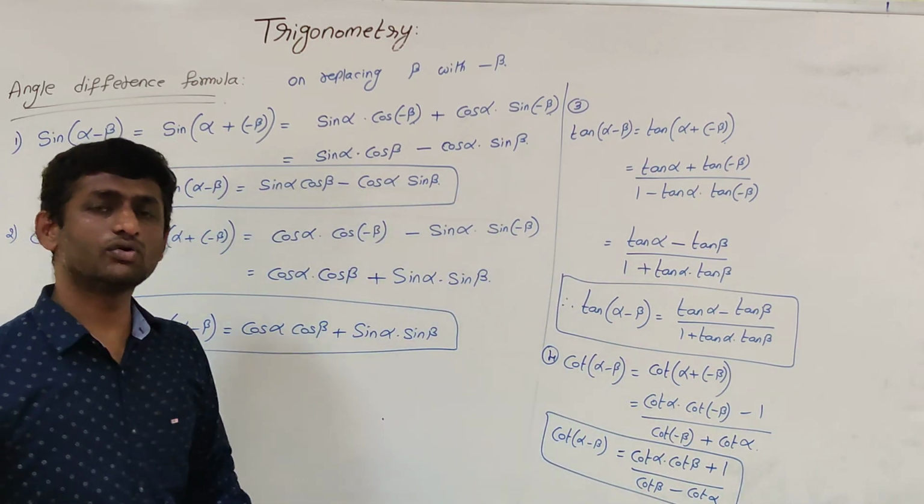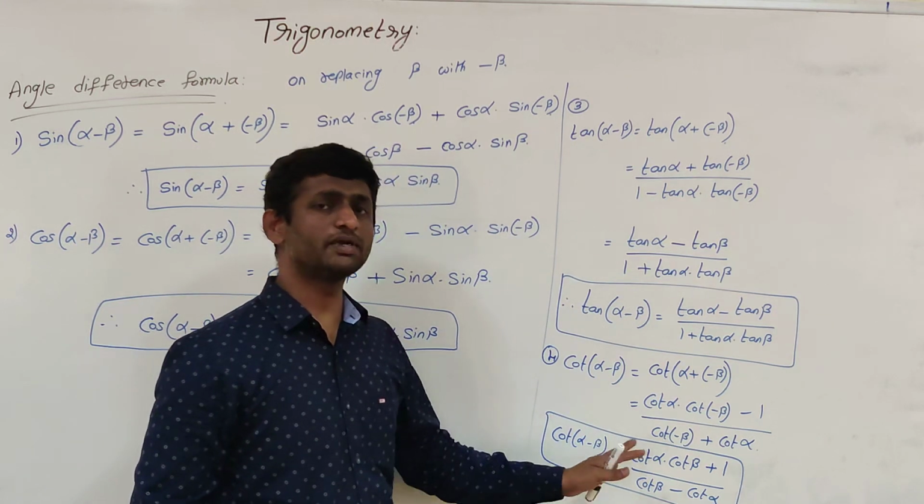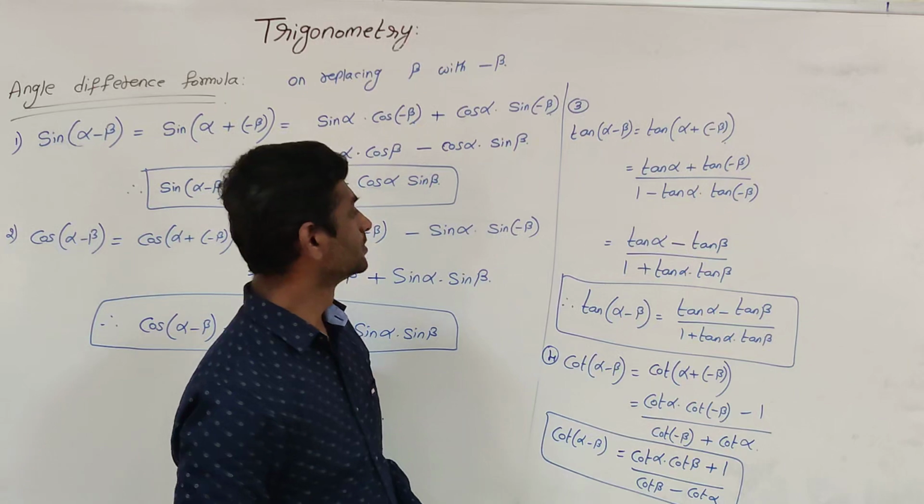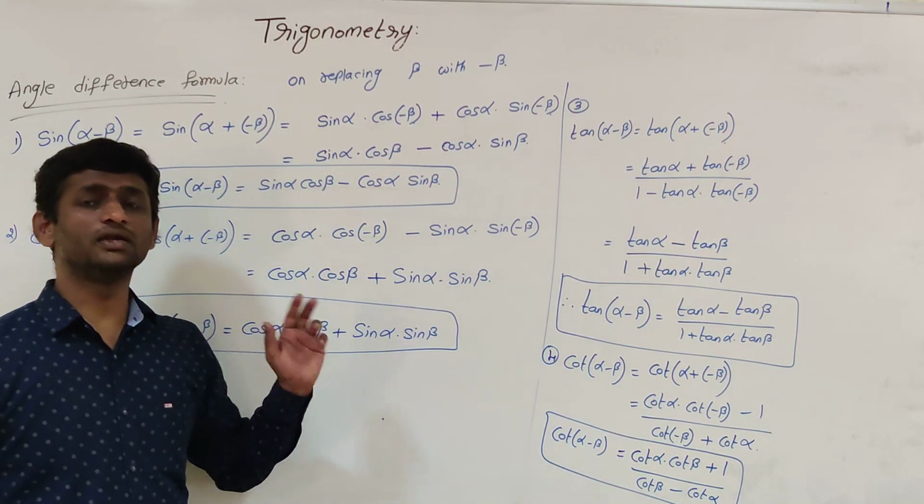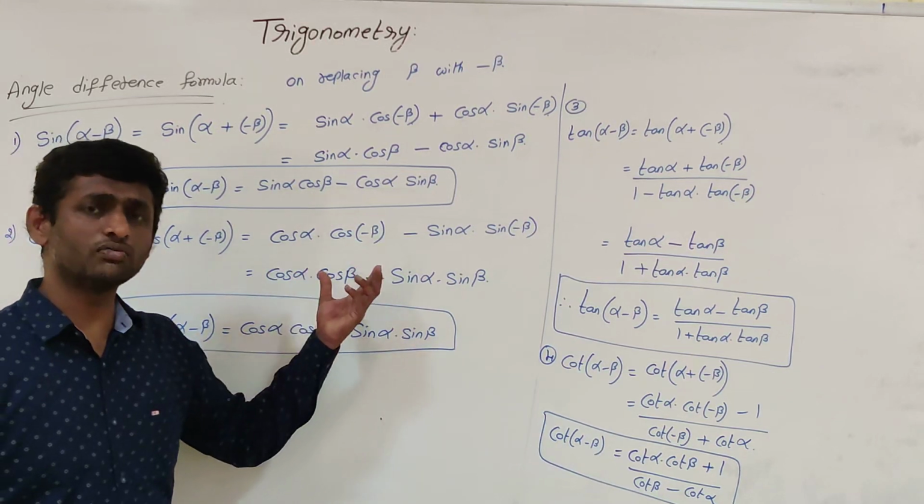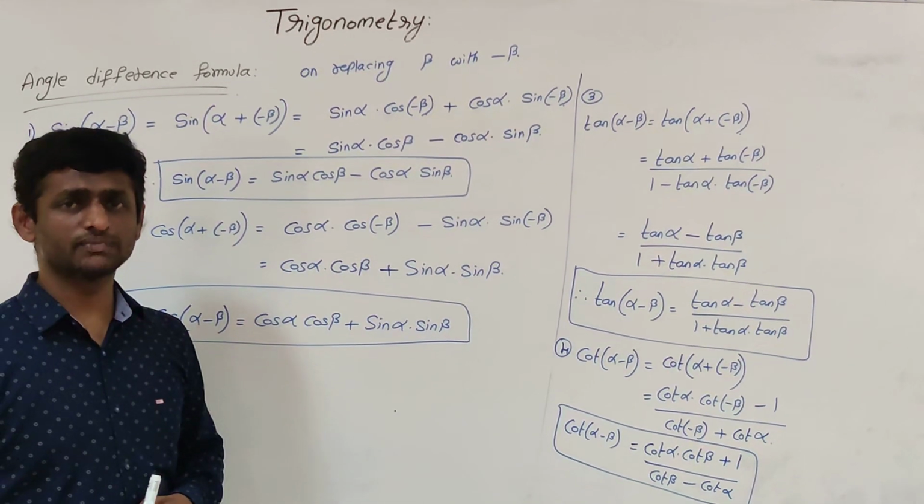And we know what the conditions are: neither alpha, nor beta, nor alpha minus beta should be a multiple of pi. So these are the angle difference formulae. With the angle sum formulae and angle difference formulae, we will find out some results one by one.